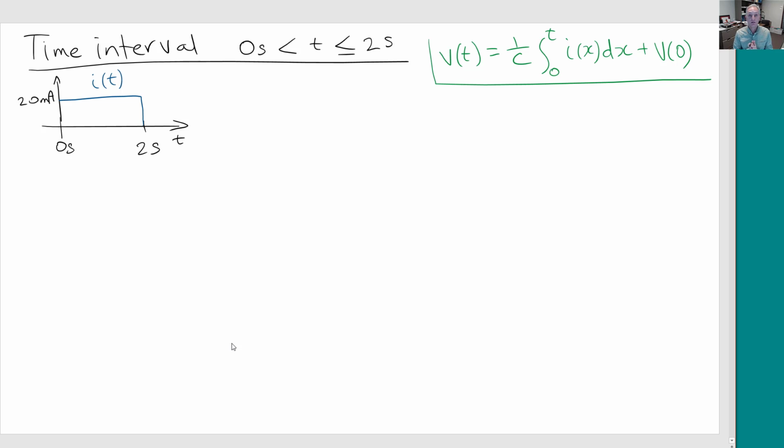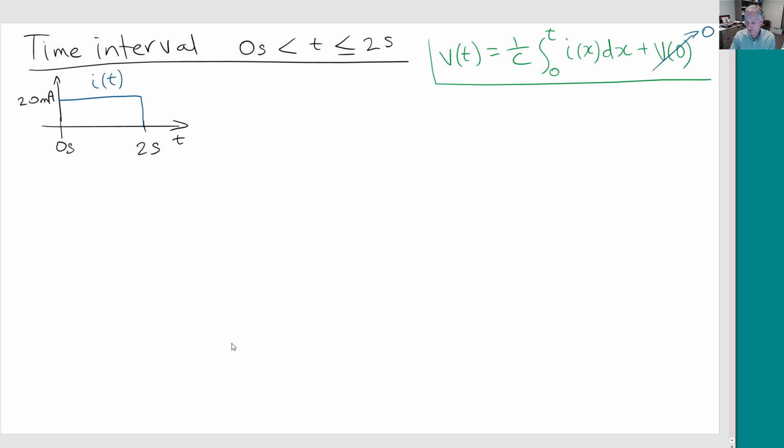Now let's do the first time interval. In that first time interval, the current was 20 milliamps. I've put the equation up here, and you'll notice that we've done a change of variable because we're going to want to calculate the function for voltage. We're starting at time 0, and we're ending up at some arbitrary time in the future, so t is a variable.